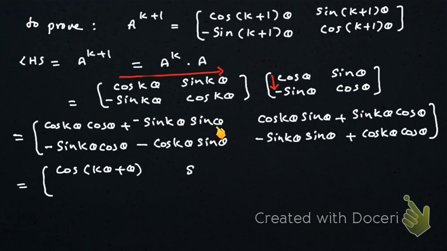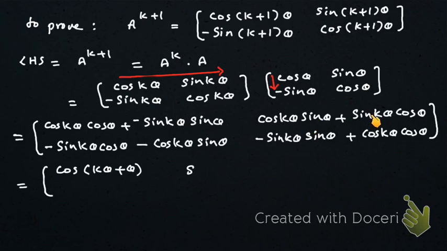Cos A cos B minus sin A sin B is cos of A plus B. Cos k theta cos theta minus sin k theta sin theta is cos of A plus B, cos of k theta plus theta. So that is the cos A cos B minus sin A sin B formula.